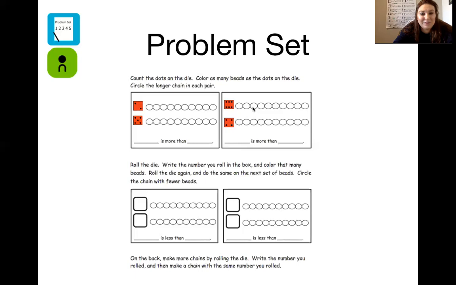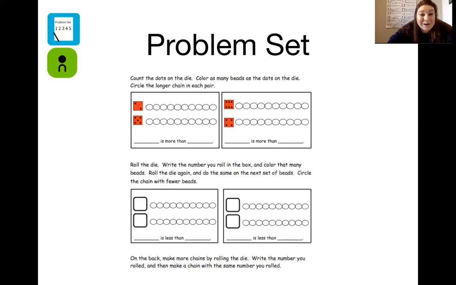1, 2, 3, 4, 5, 6. How many are on this dice? 4. Let's color in our 4 beads. 1, 2, 3, 4. Now let's fill in our sentence. Blank is more than blank. Which one has more? Yes, the 6 has more. 6 is more than 4. Fill in your numbers.